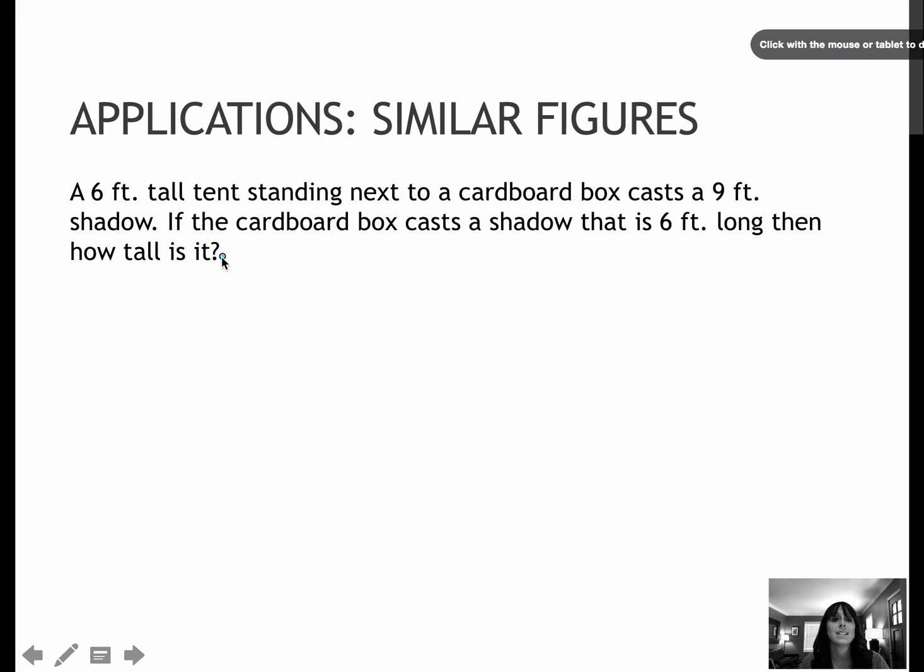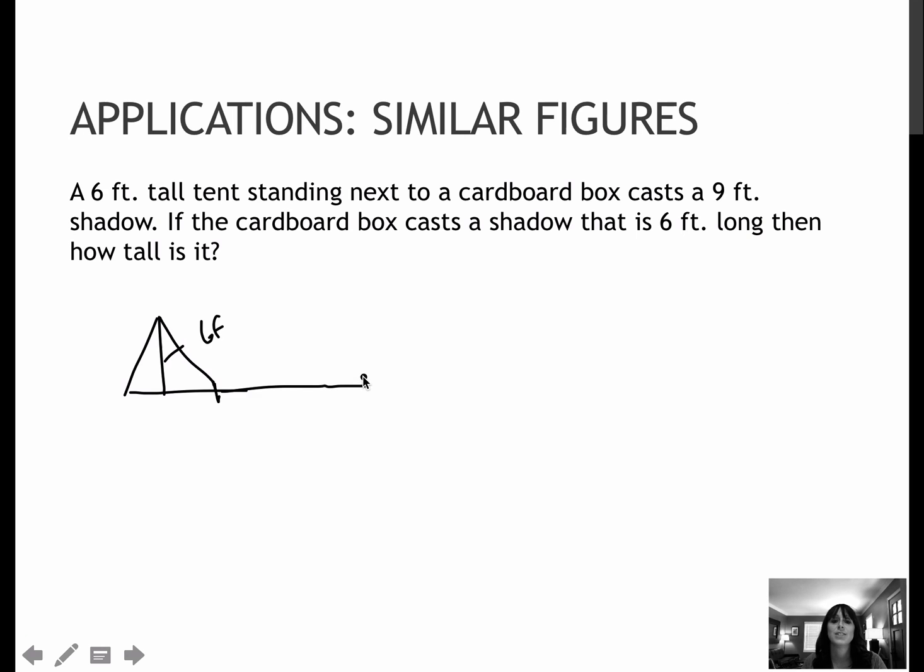Here we have a 6-foot tall tent standing next to a cardboard box. Odd. Cast a 9-foot shadow. So my tent is 6 feet tall. The shadow is 9 feet. So that's my tent. I've got a random cardboard box that has a shadow that is 6 feet long, but I want to know how tall it is.